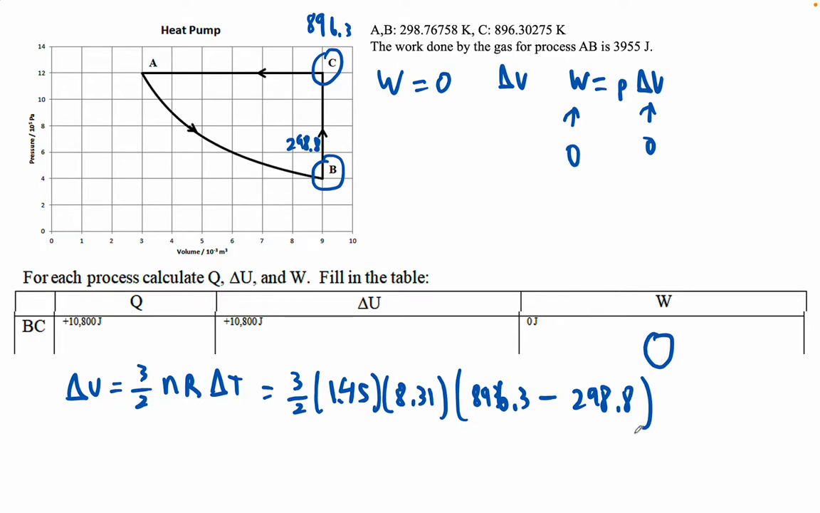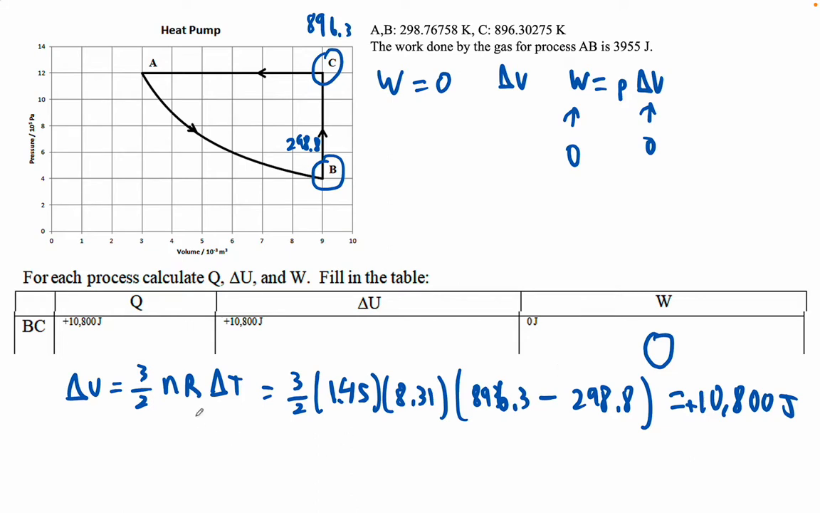I'm going to use the values that are on my calculator, so if you get slightly different, that's why. So 3 divided by 2 times 1.45 times 8.31 times left parenthesis, the final temperature, and this is always final minus initial, right? Final minus initial. And this ends up being exactly 10,800 joules, okay? It's a positive number, right? Because this is the final temperature. It ends up hotter, right?